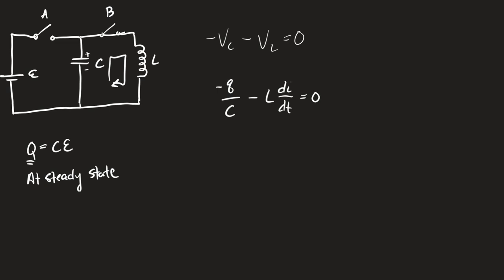Now, di/dt is based on the rate of change of current, but current is its own differential. It's dq/dt. So I want to get this all in terms of a single variable, so I'm going to get the whole thing in terms of Q. That means I have negative Q over C minus L times the derivative of Q with respect to t.